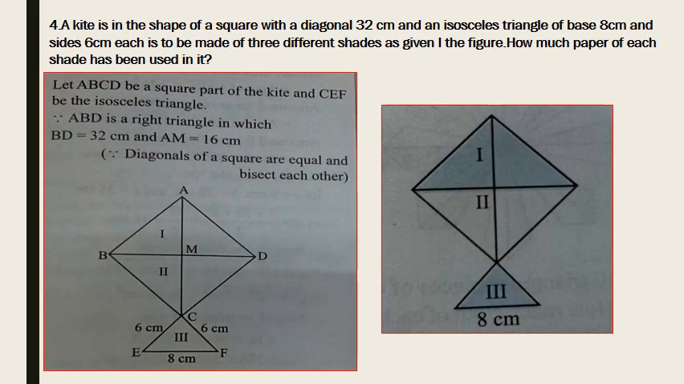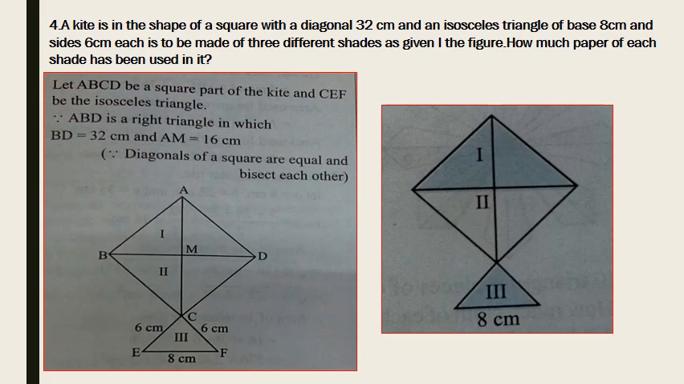Question number 4. A kite is in the shape of a square with a diagonal 32 centimeter and an isosceles triangle of base 8 centimeter and side 6 centimeter each, is to be made of 3 different shades as shown in the figure. How much paper of each shade has been used in it? So here a kite is to be made in the shape of a square with a triangular base as given in the figure.